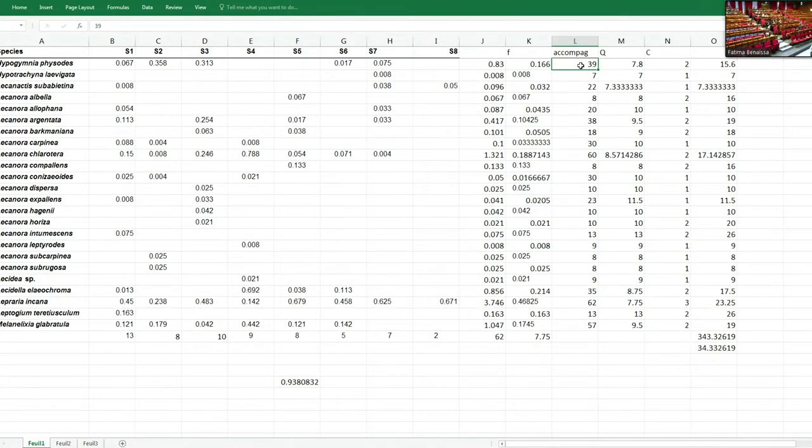How much? 43, 12, 7. Go ahead. 19? Okay. 39? Okay. This is so for Q. The principle for Q is this: for each species, you calculate the number of accompanying species.